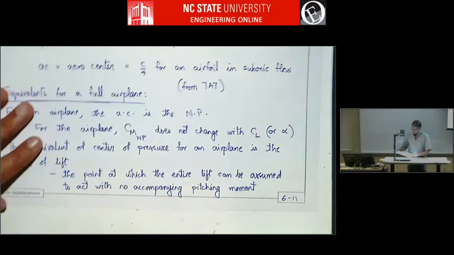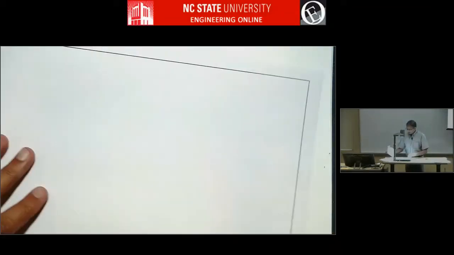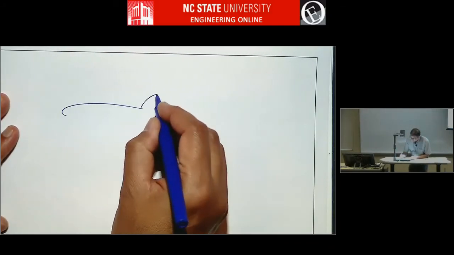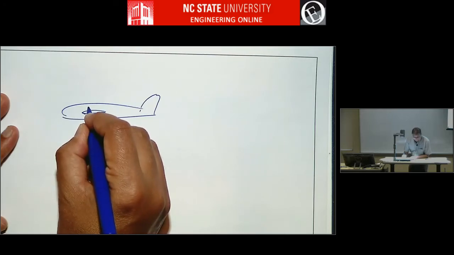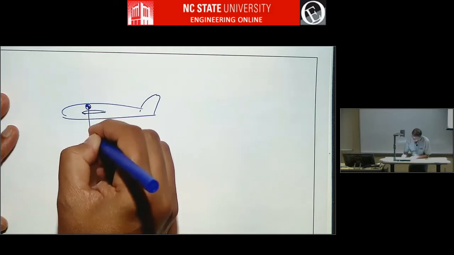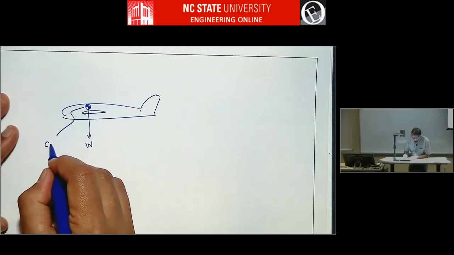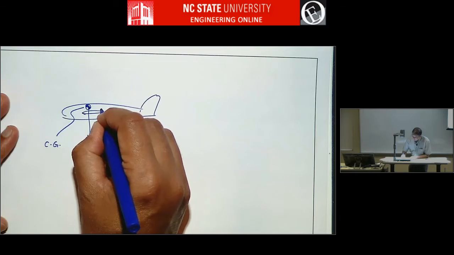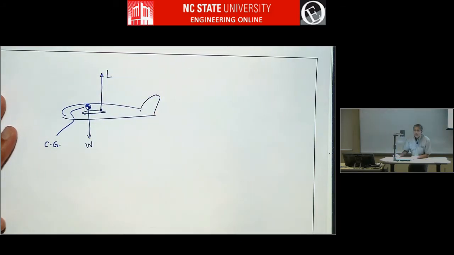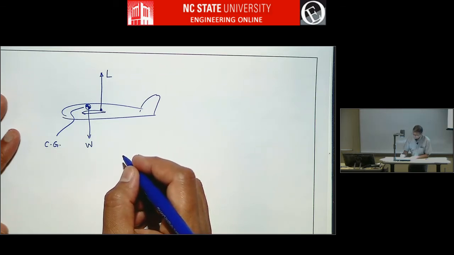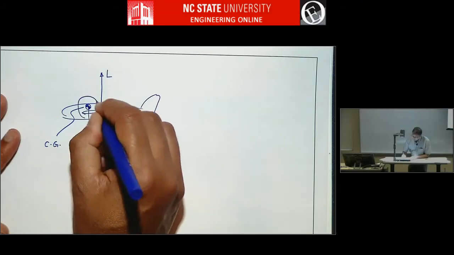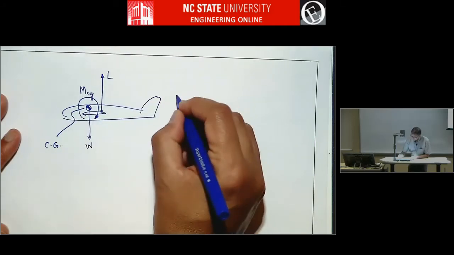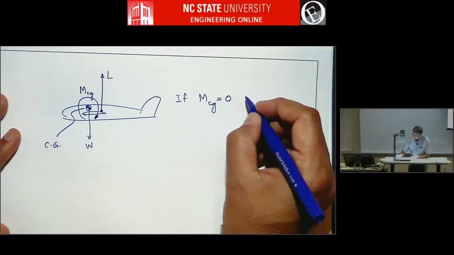So let's put that in a graphical format to think through that. If you have an airplane, and let's say here's the wing, and let's say CG is here. So that's where the weight acts. If you put the lift here, and this airplane is in trim, you usually take moments about the CG. So if mCG equals 0, then the airplane is in trim.